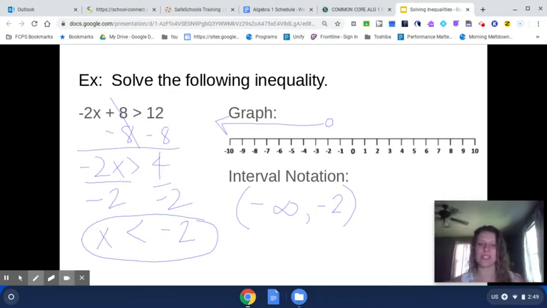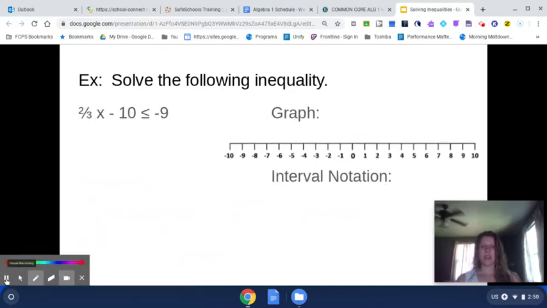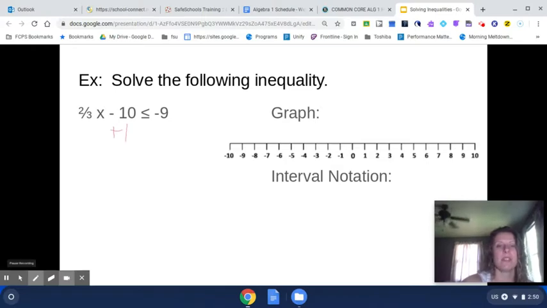Okay, so that was our first example. All right, our next example looks like 2/3 x minus 10 is less than or equal to -9. Again, we're going to be using inverse operations to solve this. So the first thing we want to get rid of is the -10. So we're going to add 10 to both sides of the inequality.